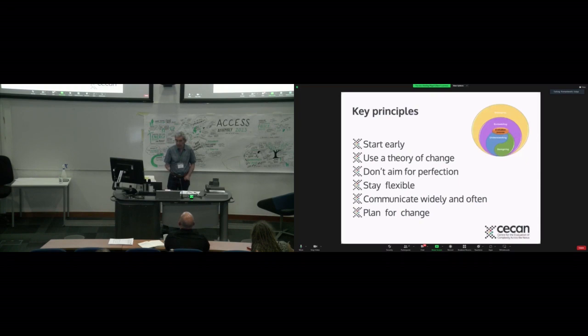So the key principles, and there's much more detail in the complexity evaluation toolkit that I mentioned right at the beginning, say: start early, don't wait to design your evaluation until your policy has already been implemented. Your evaluation should be designed at the same time as your policy. Use a theory of change to inform what's going on. Don't aim for perfection, because a complex system is in principle often impossible to understand perfectly in advance, so trying to make sure that every I is dotted and T is crossed is futile. Stay flexible. Communicate widely and often, which I think is also a theme of the last 2 days, and plan for change.